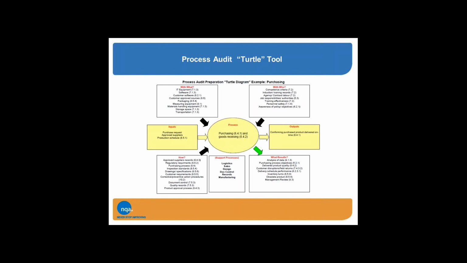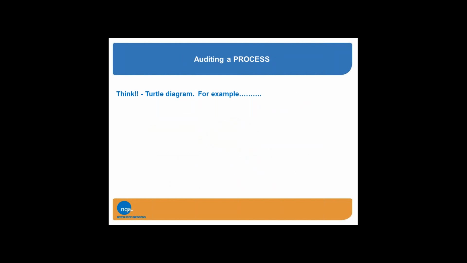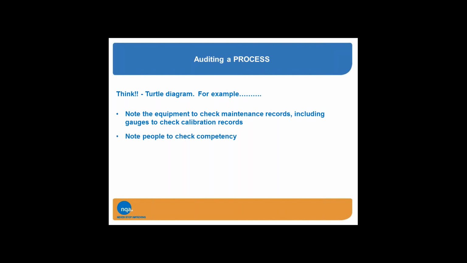So a way in which we could record the detail from a process is to record the information gathered from the initial questioning of the process and then to think about the sections of the turtle diagram. Therefore, for example, note the equipment being used to check maintenance records, including gauges to check calibration records. Another example would be in sales. A computer is probably being used whereby there is the installation and upkeep of the hardware and software. Note people that interact with the process to check competencies. Note drawings, control plans, work instructions, records to check document control and risk mitigation.